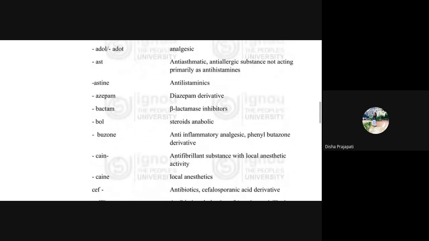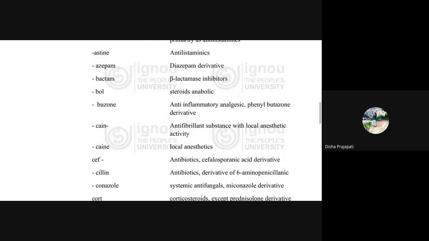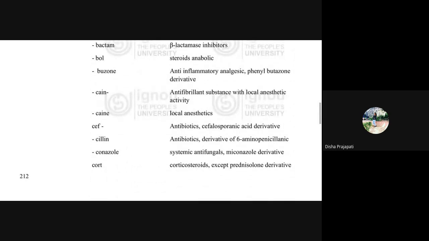Azepam is a diazepam derivative. Then bactam is beta-lactamase inhibitors. These compounds and drugs you will study in the pharmacological section of our course. Then bol is anabolic steroids. Buzone is anti-inflammatory analgesic, such as phenylbutazone derivatives. Caine is antifibrillant substance with local anesthetic activity. Caine is local anesthetics. Ceph is antibiotics, cephalosporanic acid derivatives.